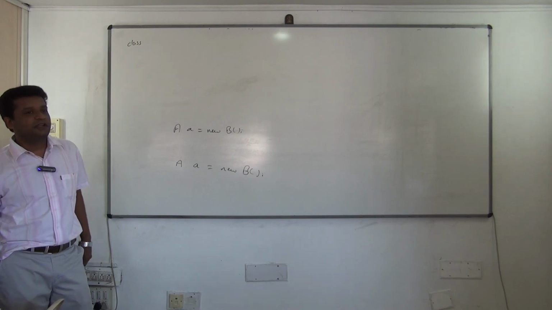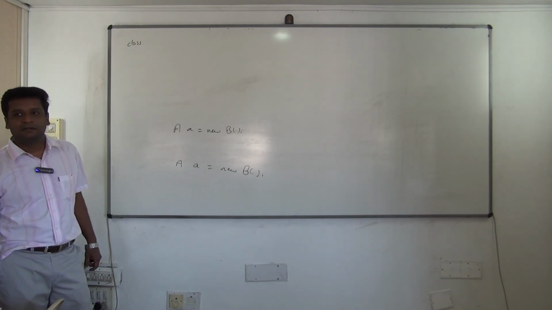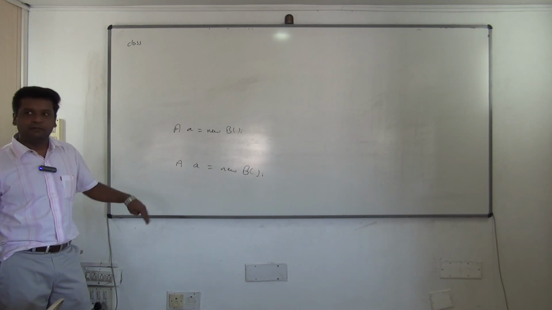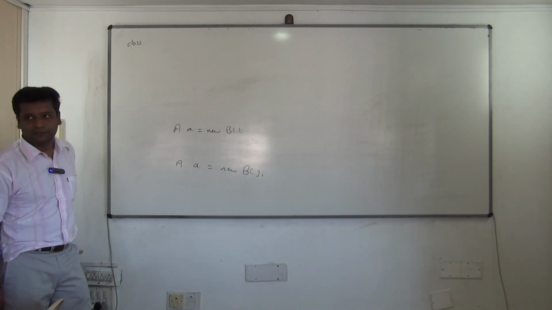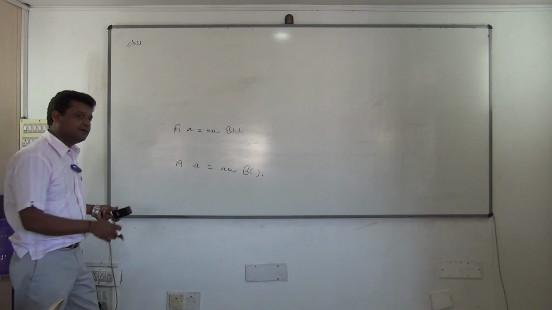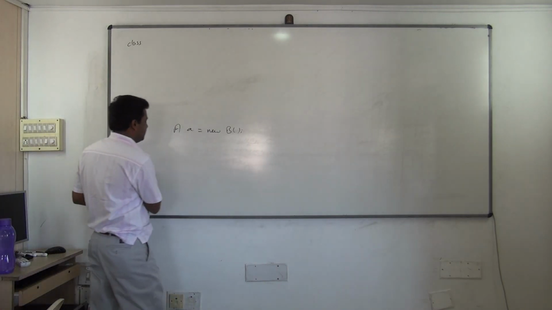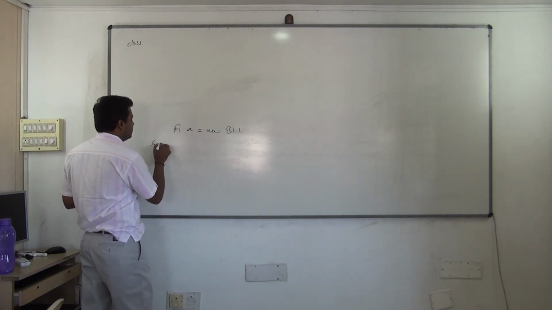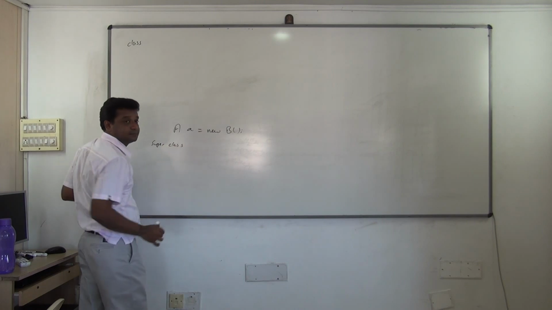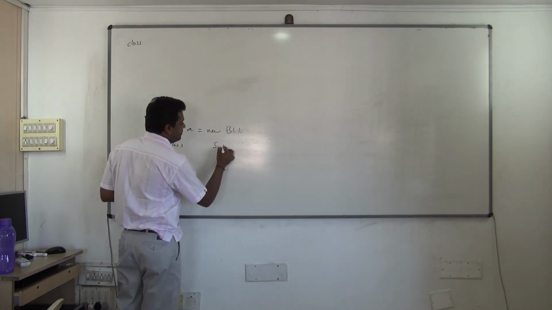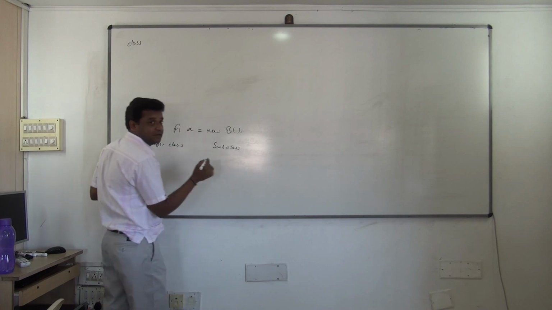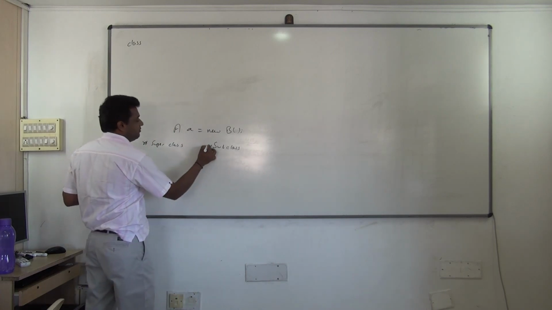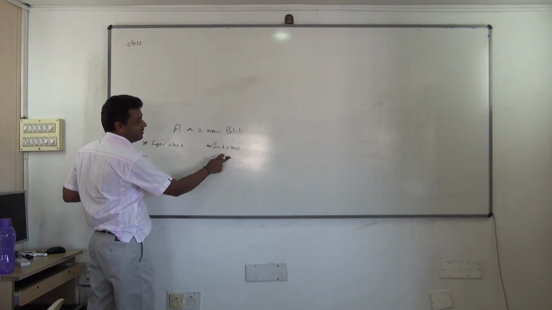Can you create a B object and refer to it with A? Till now it was not possible, but now it will become possible, under one condition. What is the condition? A should compulsorily be the superclass and B should compulsorily be the subclass. That is the first rule. If one is a superclass and the other is a subclass, this is possible.